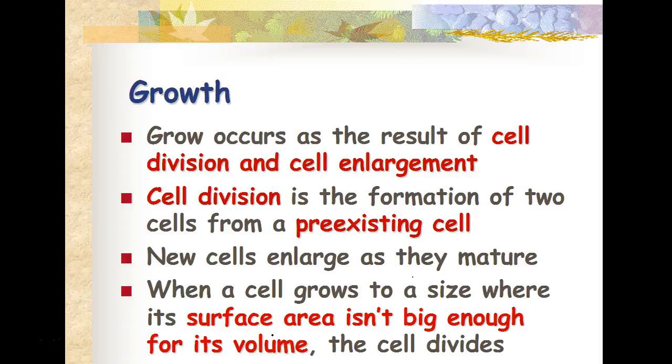A point I need to add in there: the cell knows it's getting big enough when its surface area isn't big enough for its volume, because it wants that surface area to volume ratio to be very low. So the inside gets big, but the surface area around it is not big enough. That's when the cell starts to divide in two. A cell can only be efficient at a certain size. Once it exceeds that size, it's time to cleave apart and form two new smaller cells.